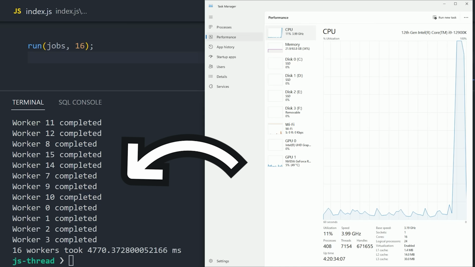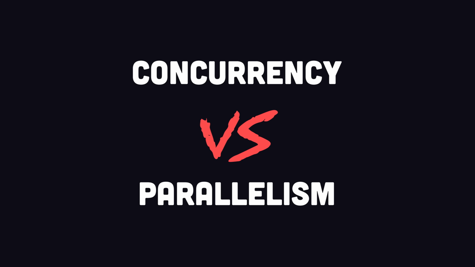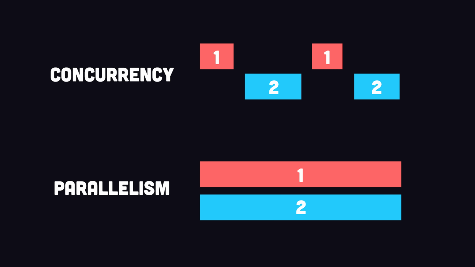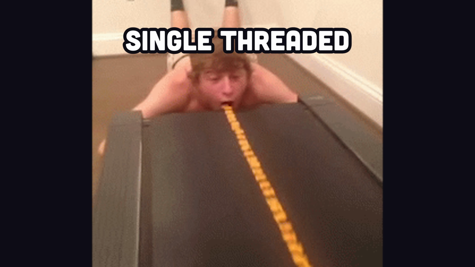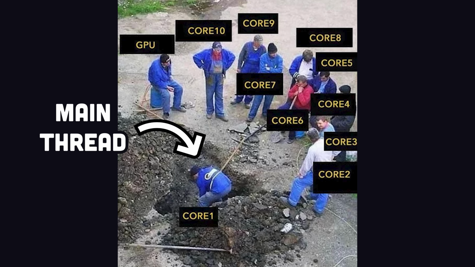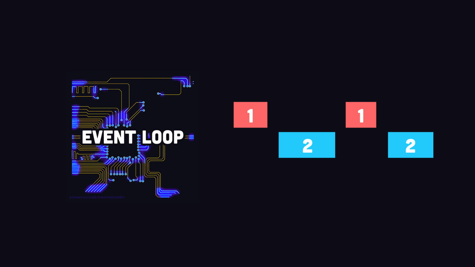But before we do that, let's talk about concurrency versus parallelism. These terms sound similar and they're related, but they're two very distinct concepts. Normally, JavaScript is a single-threaded language, which means it can only take advantage of one CPU core, called the main thread. However, this one thread can execute code concurrently thanks to JavaScript's non-blocking event loop.